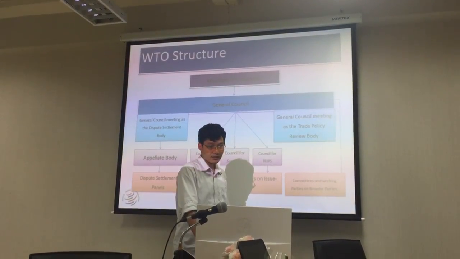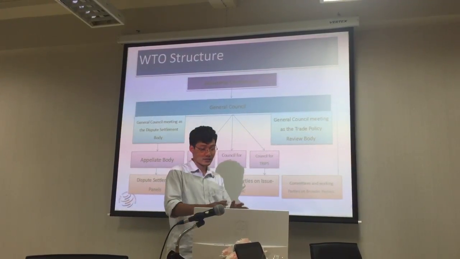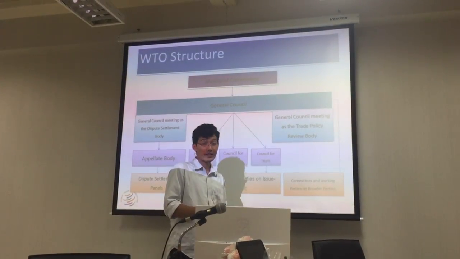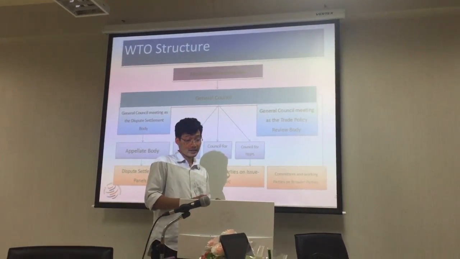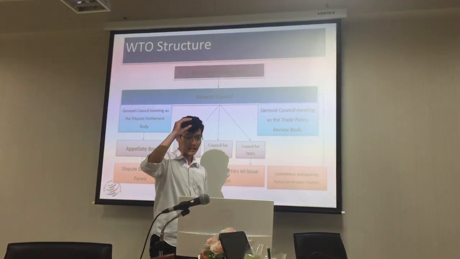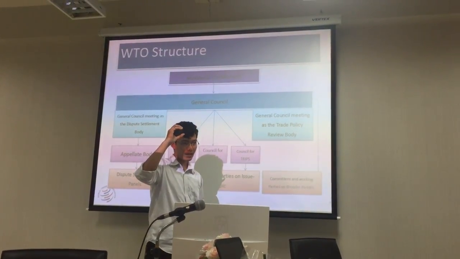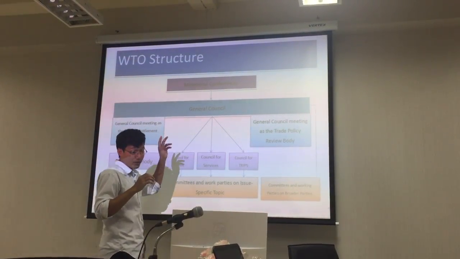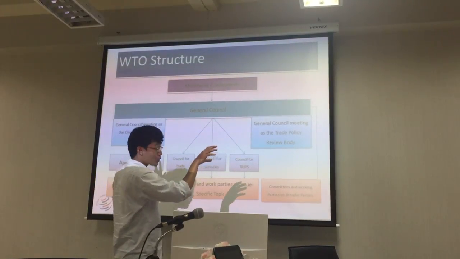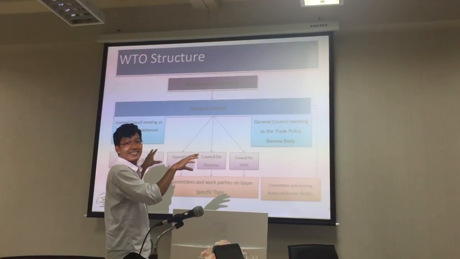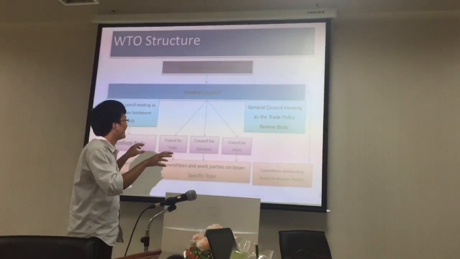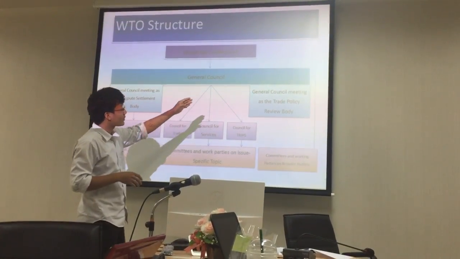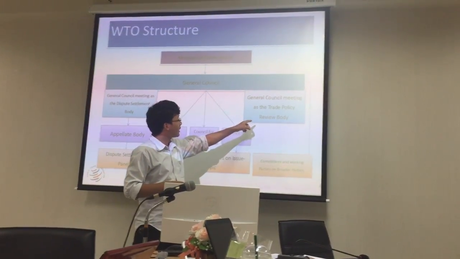We have studied a lot about the WTO, and I can conclude that here is the structure of the WTO. At the top is the ministerial conference, which is divided into the general council, and then divided into two main parts: one we call the DSB, and another one we call the TPR.